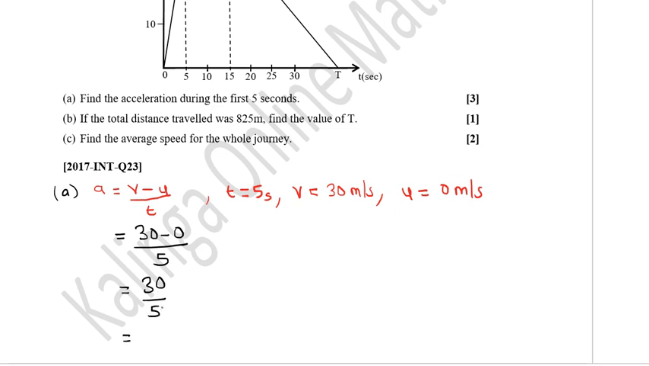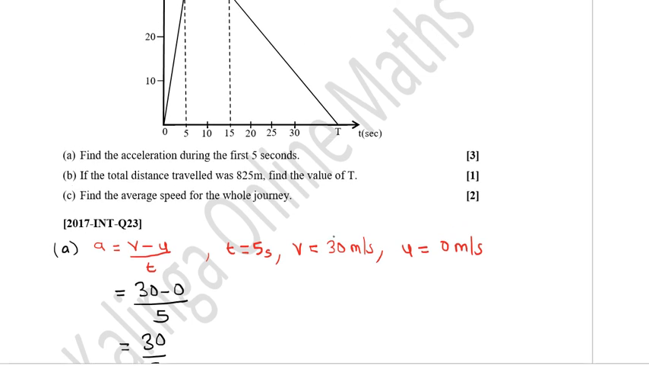We can divide there. 5 can go into 30 how many times? 6. So it will just be 6 meter per second squared. This is our acceleration. You have seen? This is how you get your 3 marks. We have managed to get the acceleration for the first 5 seconds.